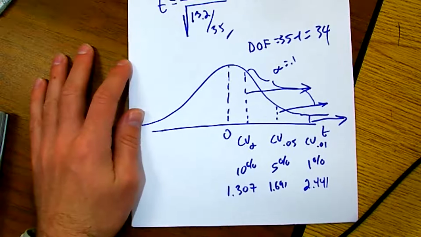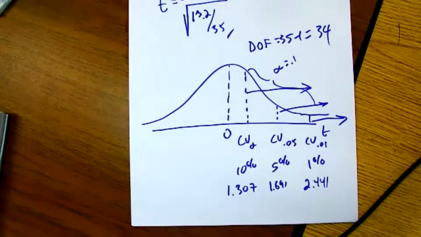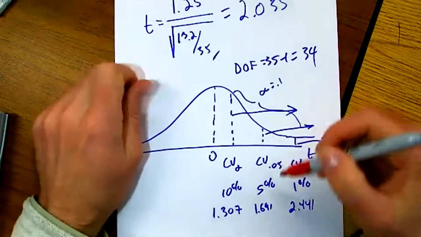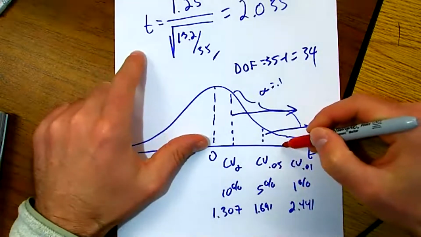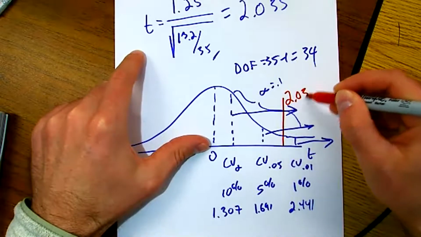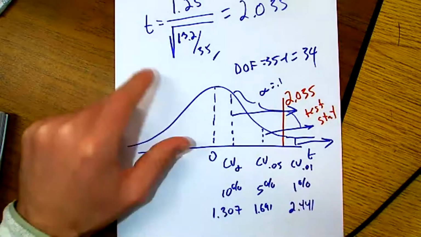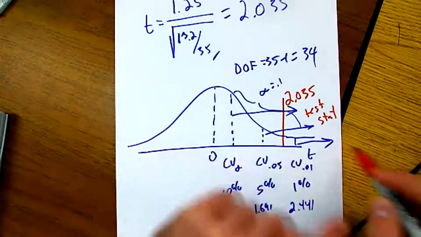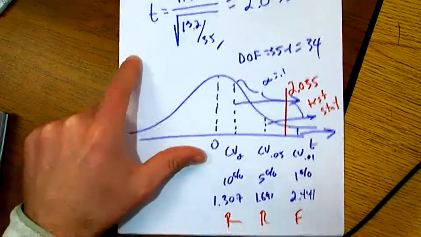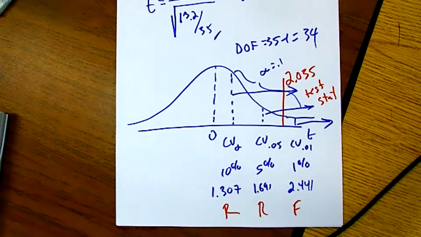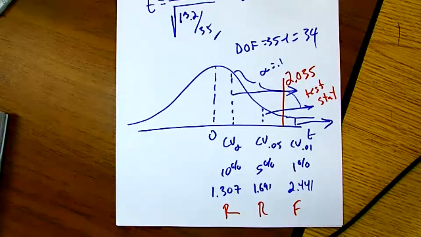Okay? Now, the test statistic that we found was 2.035. So where would that fall? 2.035 would be right about there. So it's in the rejection region at the 10 and 5% level, but not quite at the 1%. So we would fail to reject at that 1% level, and reject at the 5 and the 10. Any questions on that before we keep moving here?